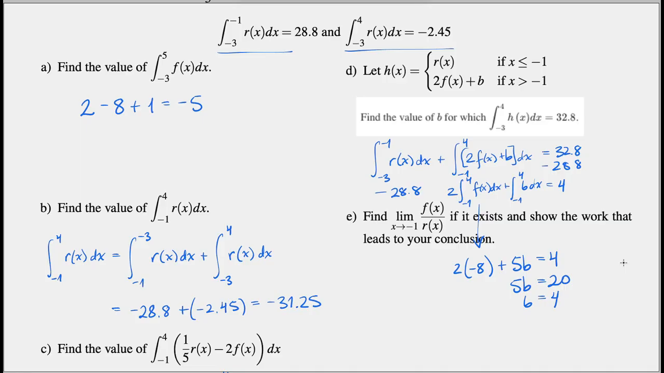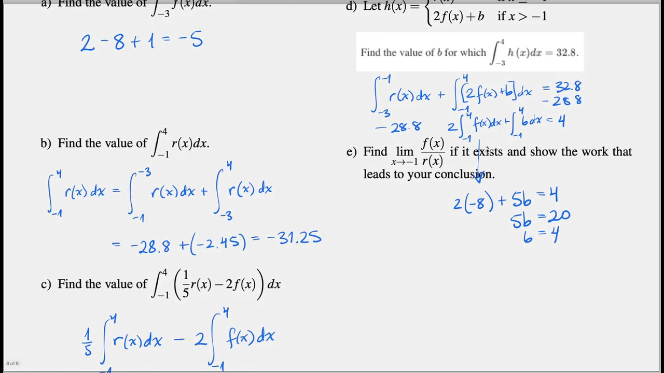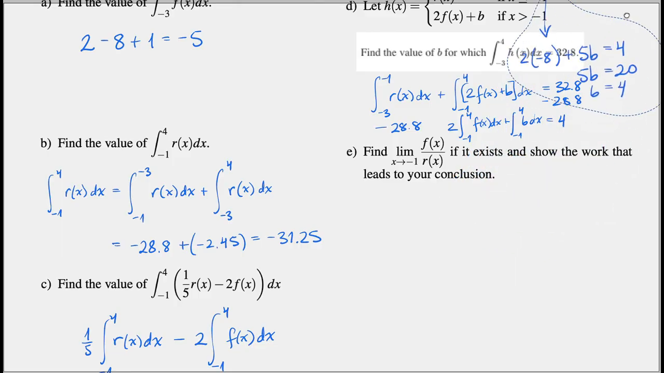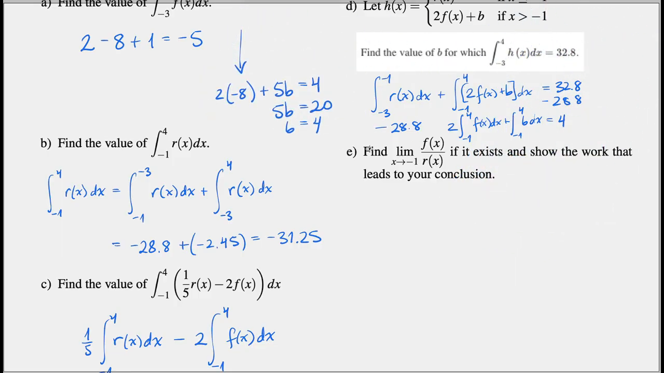All right. Finally, part E. Let me go ahead and move this out of the way now. We'll put it right there. Find the limit as x approaches negative 1 of f of x over r of x, if it exists, and show the work that leads to your conclusion.